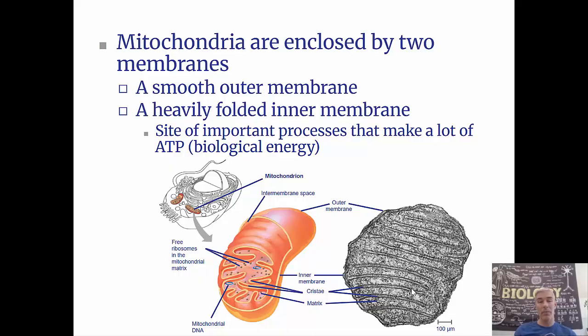Interestingly enough, the mitochondria, and we'll talk about why this is later in the year, has two membranes. It has an outer membrane and then an inner membrane that is highly folded. Now I want you to think about what the job of the mitochondria is. I just said it. And why would the folds help this process?